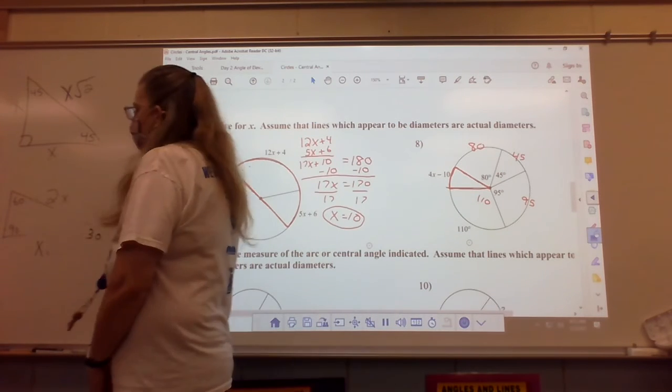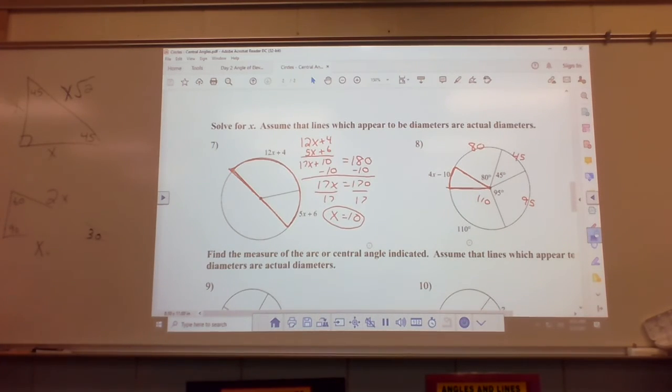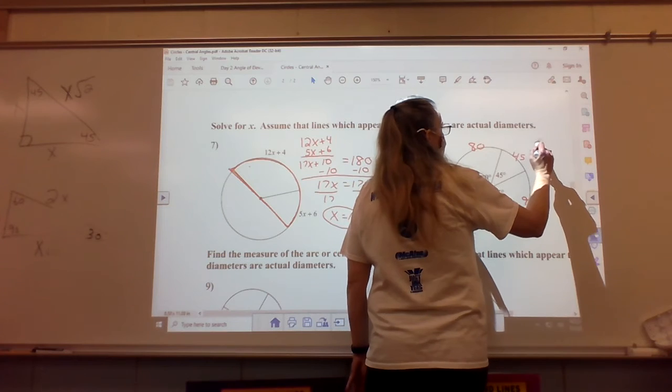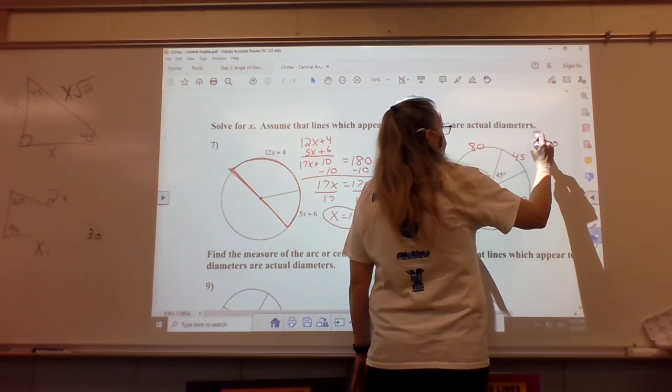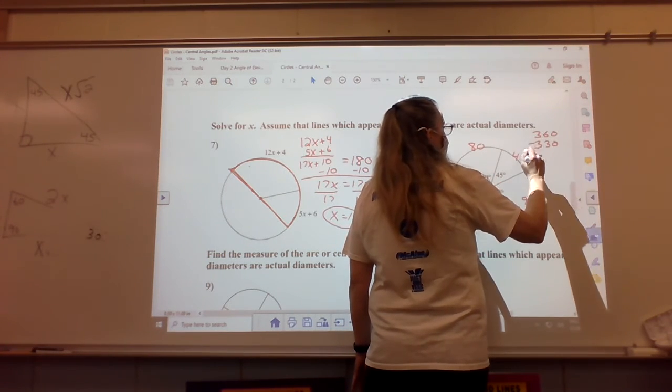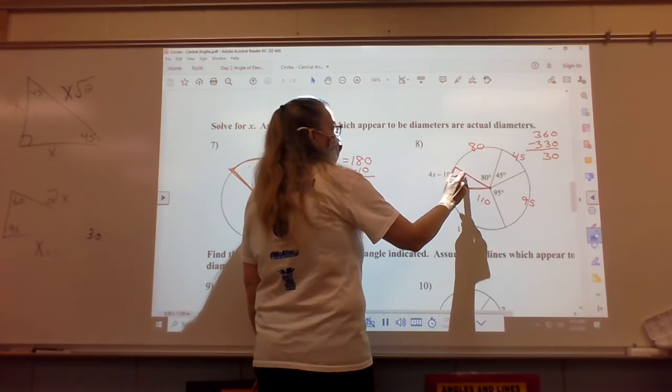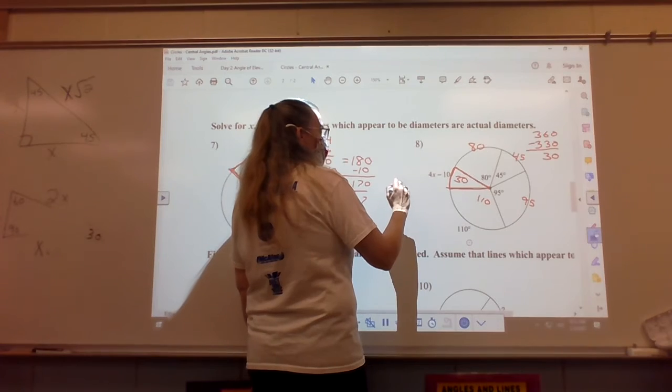Wait, so would you just add all these up and then minus by 360? Bingo. The entire circle is 360. So if I add all these things up, 80 plus 45 plus 95 plus 110, I actually get 330. And then you just subtract from 360, we get 30. 4x minus 10 equals 30. Bingo. So that little piece of the pie is 30.